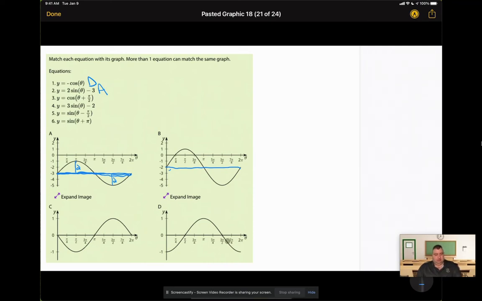So the only possible answers are going to be C or D.